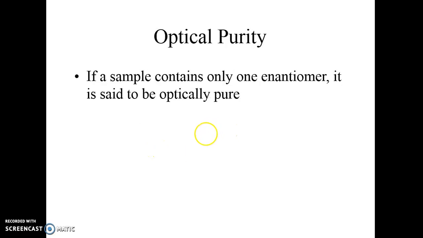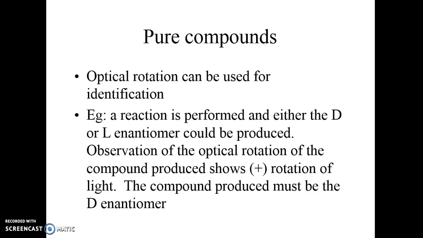An optically pure compound is one that is only one enantiomer, and you can use that for identification. For instance, if you're doing a reaction and you don't know if it's SN1 or SN2 and you're using a chiral compound, you could test the product to see whether it's a D or L enantiomer and know the mechanism of the reaction.